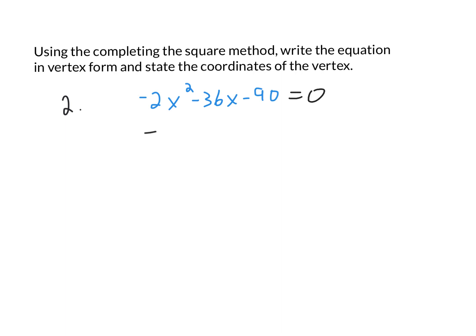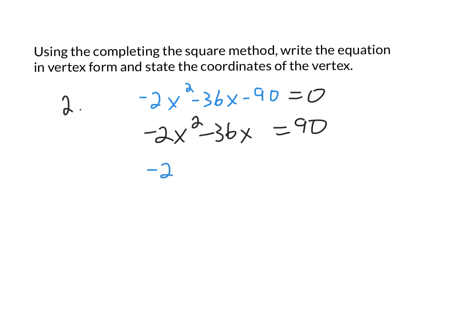So what we're going to do is we're going to have negative 2x squared minus 36x equals 90. Basically, we just added 90 to both sides and ended up with a positive 90 over here. Now, we're going to complete the square here. Okay, but we are going to factor out the negative 2.